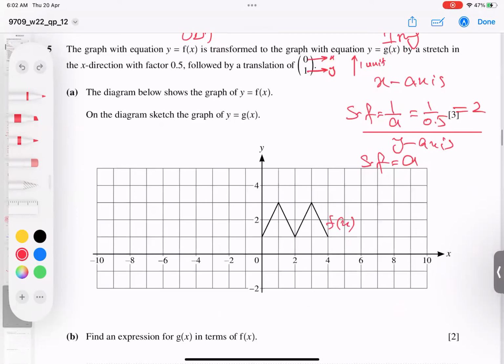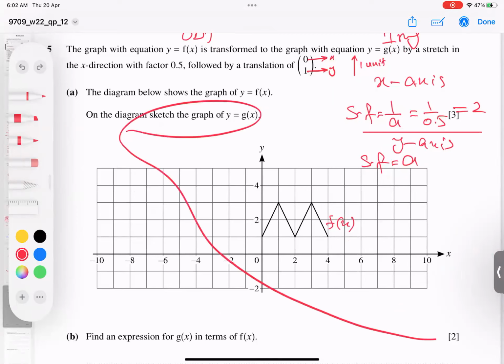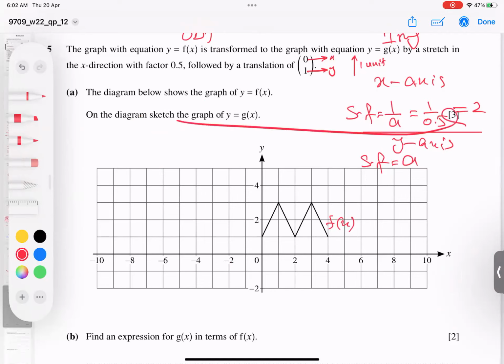And he said find the expression. First we have to sketch it. So 3 marks for sketching and then 2 marks for the equation.